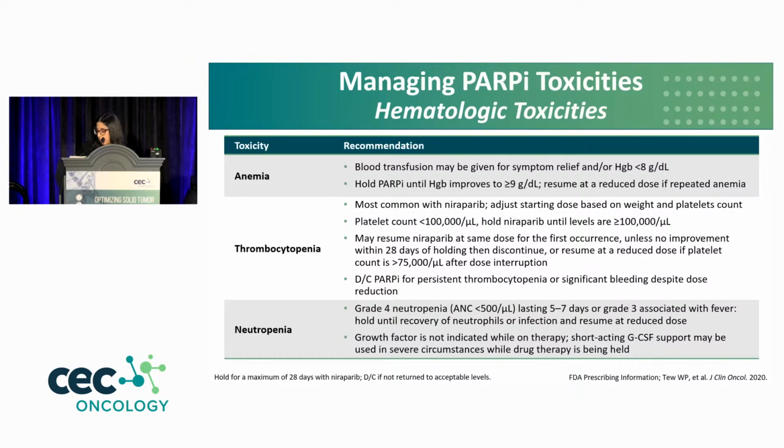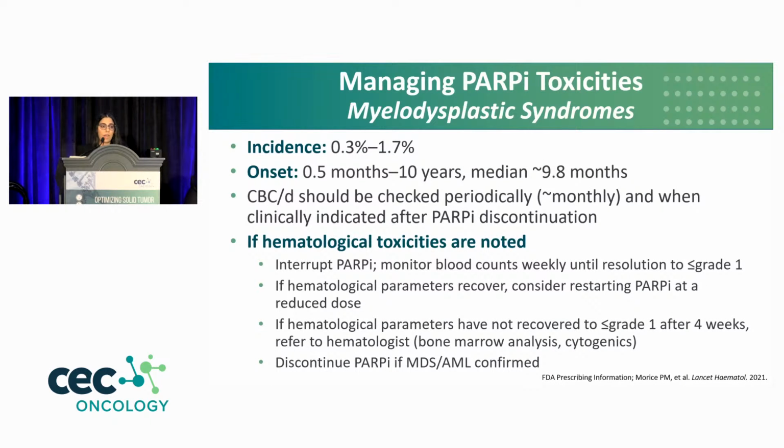And the reason for that is we want to make sure we are ruling out myelodysplastic syndrome and AML as well. The incidence is low, but it is reported, it does happen in practice. The onset varies from 0.5 months all the way to 10 years. However, the median is about 9.8 months. And the latency from the initial dose of PARP inhibitors to development of the secondary hematological malignancy is about 17 months. It's very short compared to what we see with chemotherapy-induced leukemias, such as with alkylating agents, about 5 years, and also with platinum therapy, about 3 to 4 years.